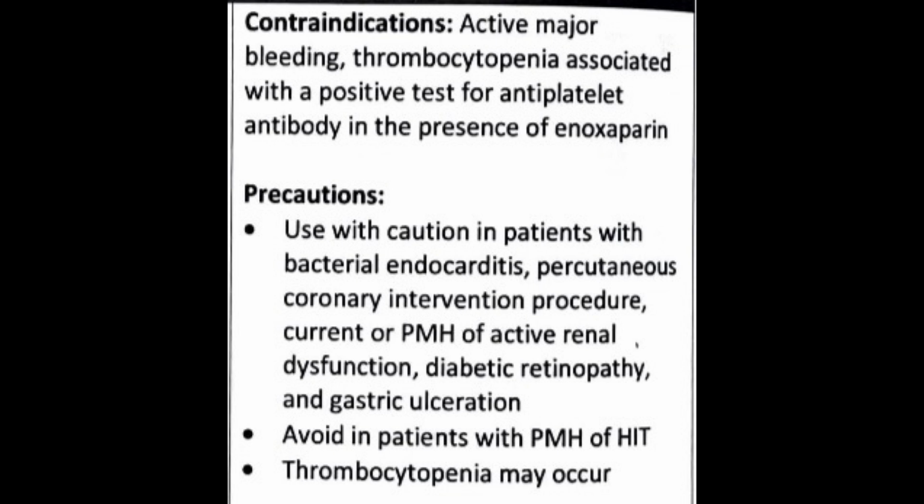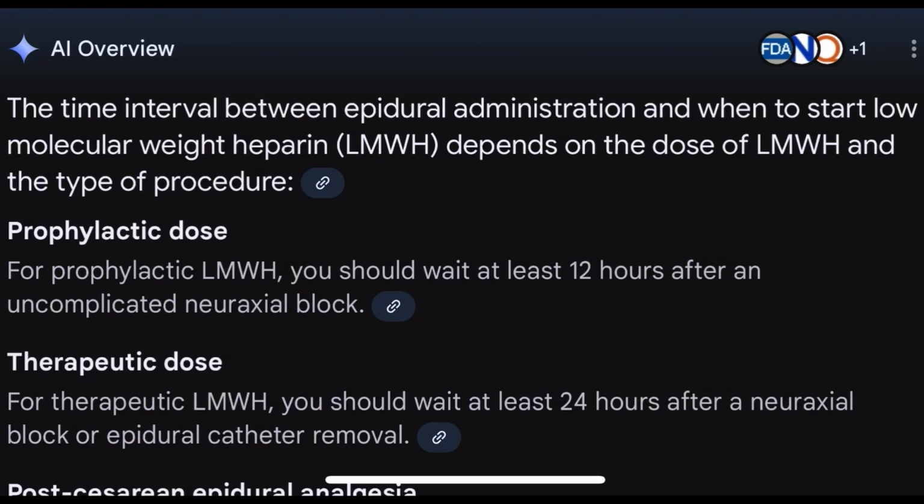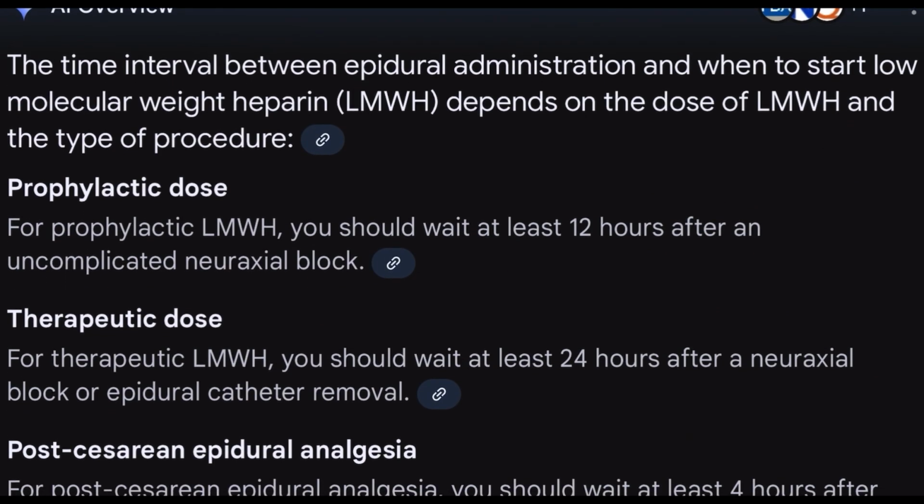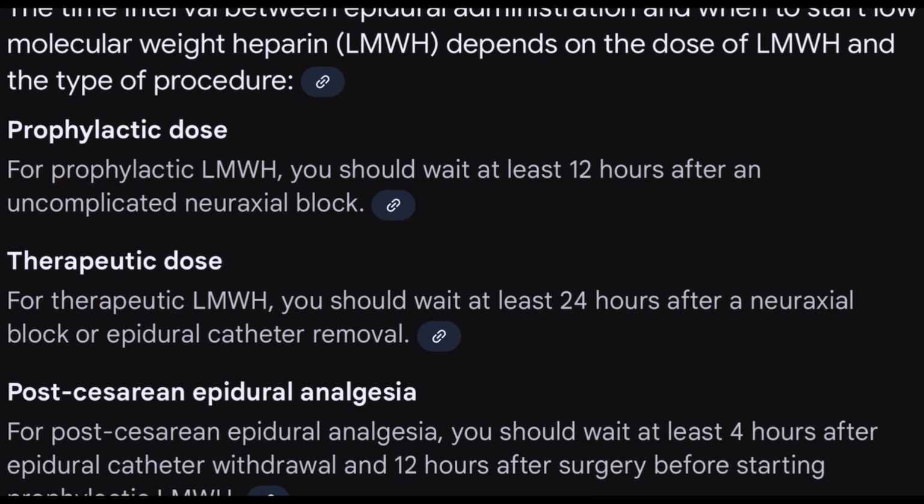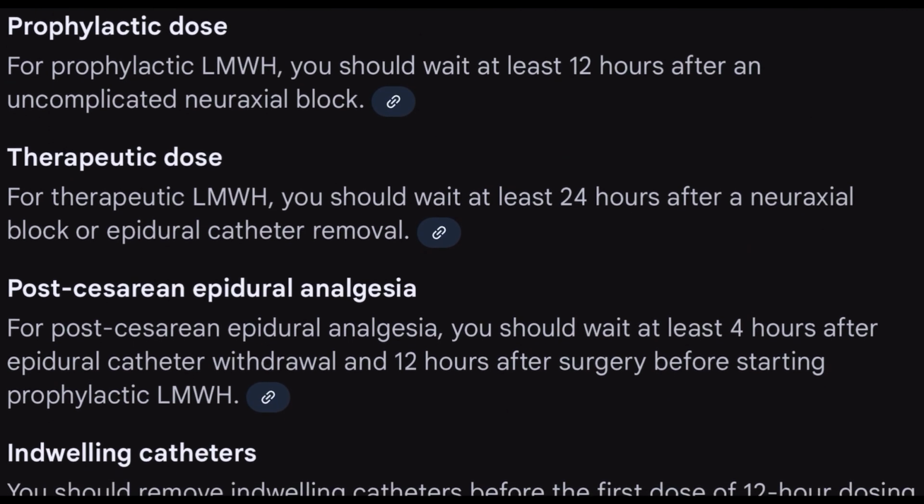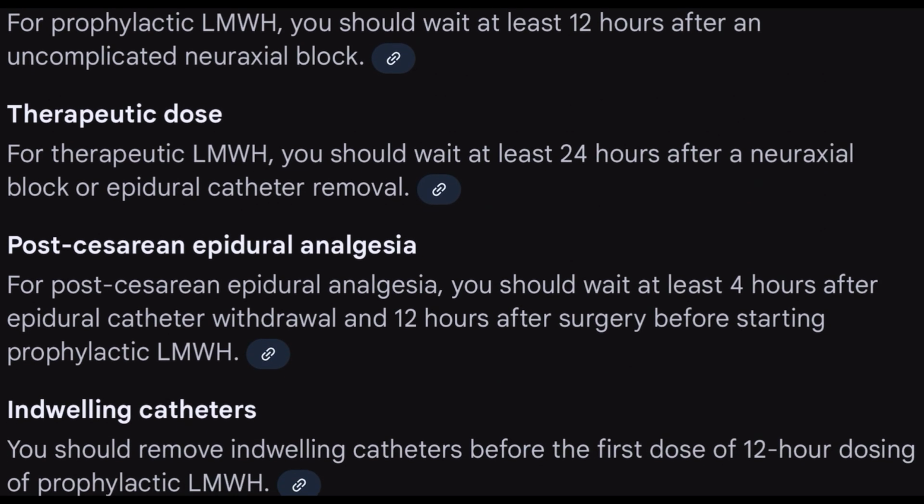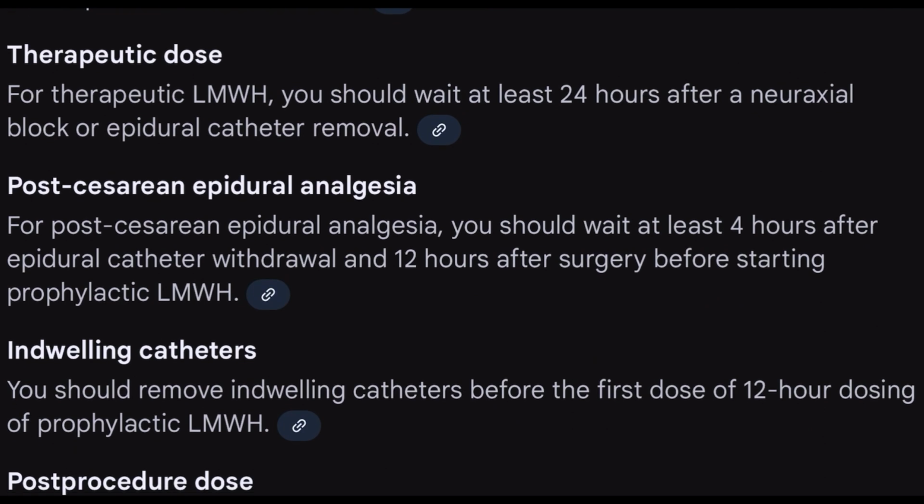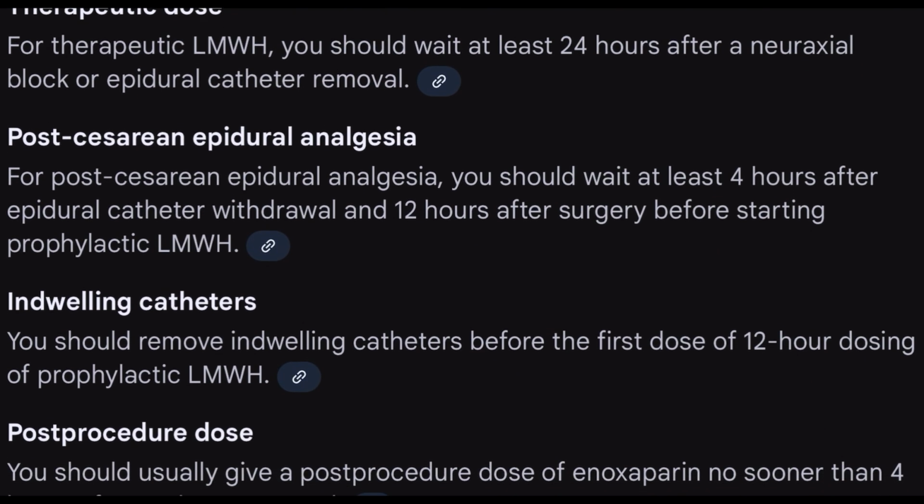You want to avoid in patients who have a positive antibody test to heparin antiplatelet and have thrombocytopenia, bacterial endocarditis, if they're having some sort of coronary intervention procedure, they have renal dysfunction, diabetic retinopathy, a past medical history of HIT, or if they're getting an epidural or some sort of spinal procedure, you definitely want to avoid using low molecular weight heparin in these patients because it can cause long-term paralysis.